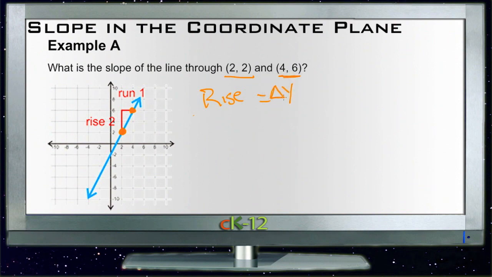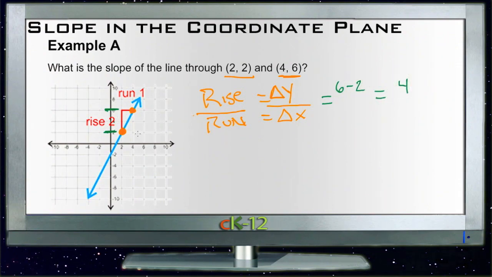The little triangle means change in. So we have the change in y's, or the change in the up-down, over the run. That would be the change in the left-right, or the x-axis. First we'll take a look at the y change. We're going from a y coordinate of 2 up to a y coordinate of 6. So our delta y, or our change in y, would be 6 minus 2, or 4. So our rise is 4.